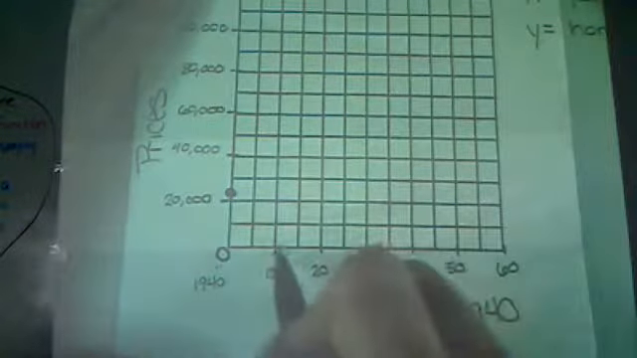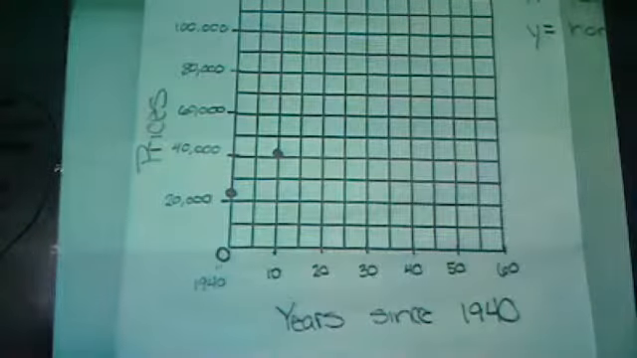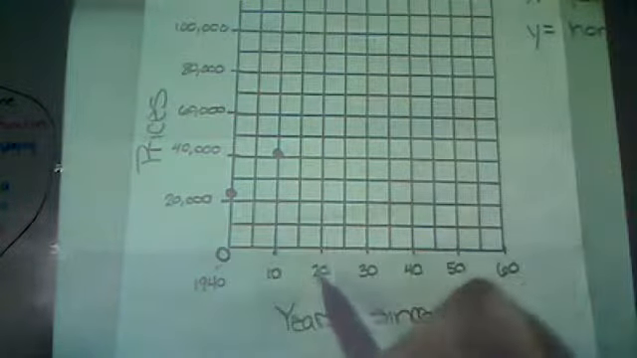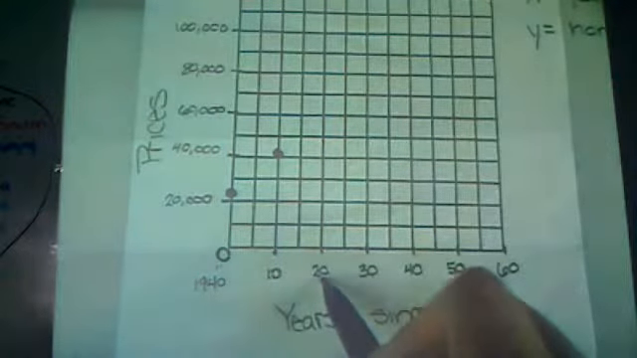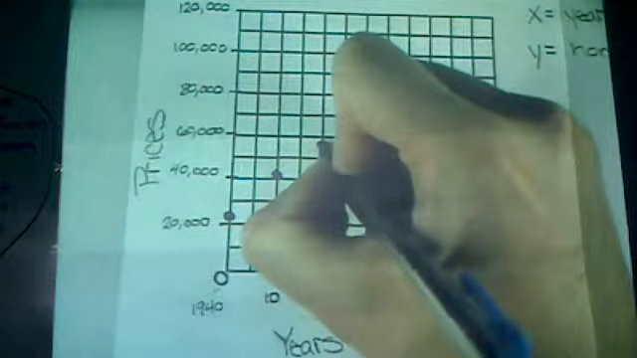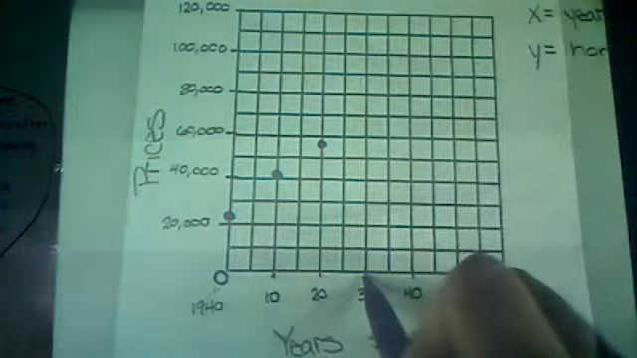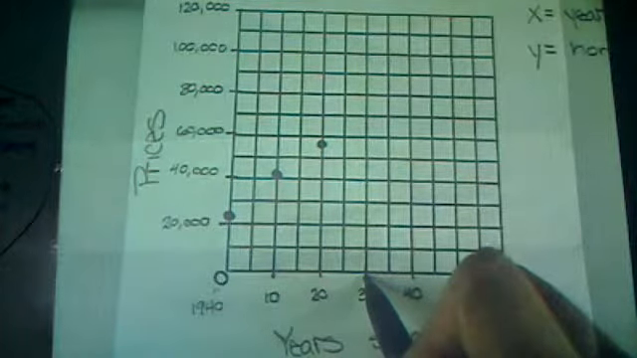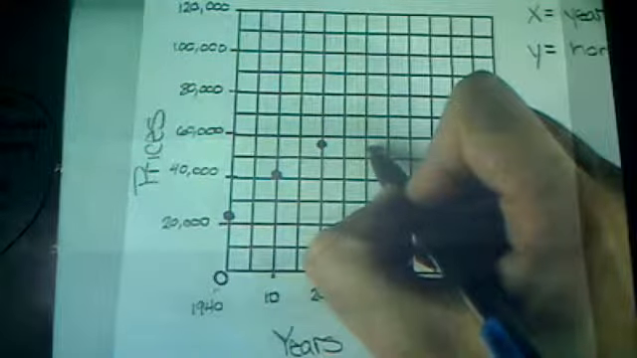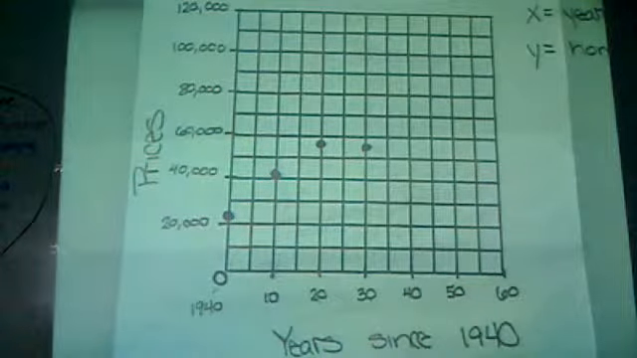Our next point is 1950, so 10 years later, and then 40,100, so just above the 40,000. The next point is 1960, so 20 years later, and then 58,100, so right about there. The next point is 1970, and then we go to 57,600. So right about there. Went down a little bit that year.